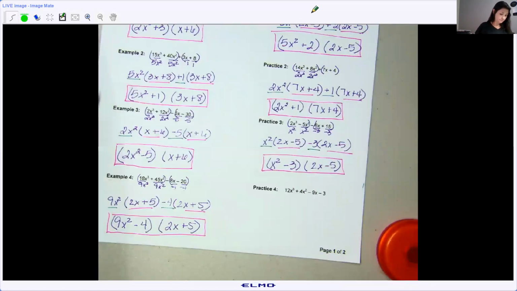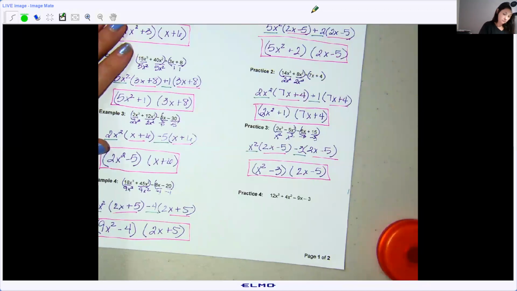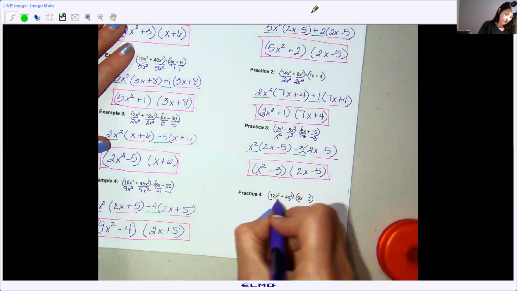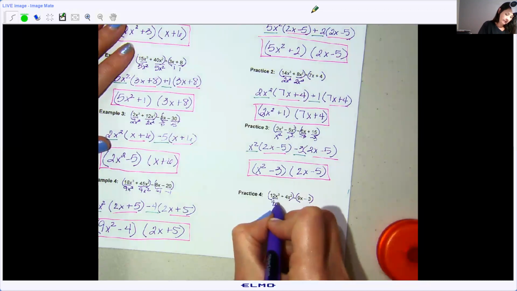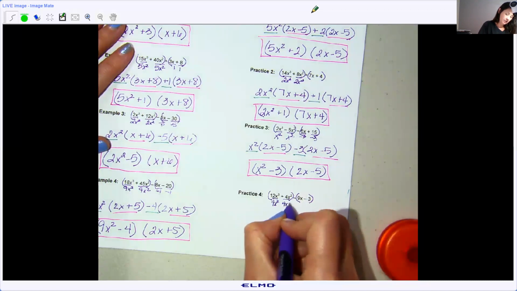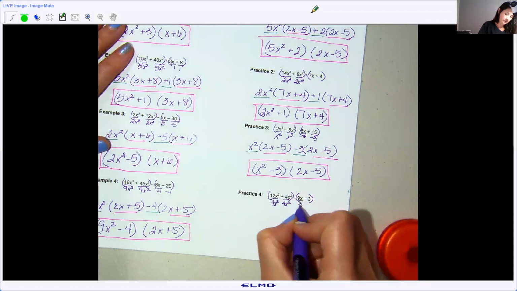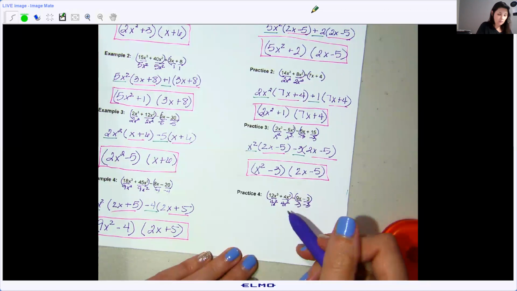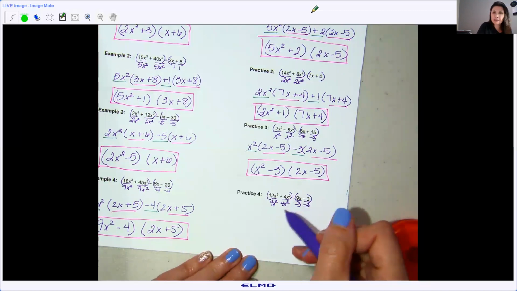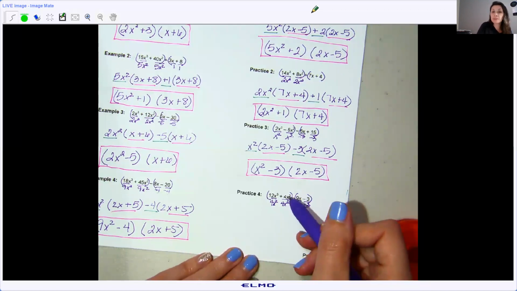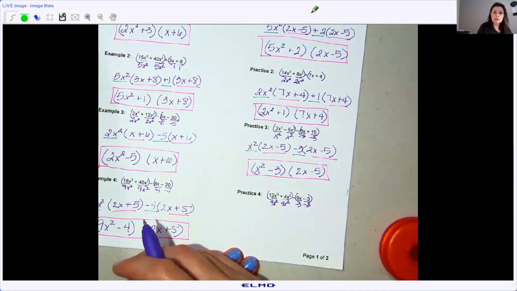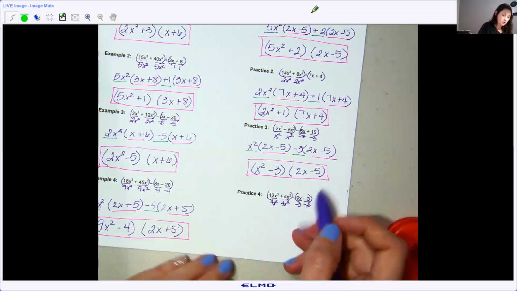Let's do this last one. And 4x squared on both of them, and then a -3 over here. I do want to show you something. A lot of you were not putting anything for something like 4x squared divided by 4x squared, but that actually equals 1. So you have to include that as part of your answer.